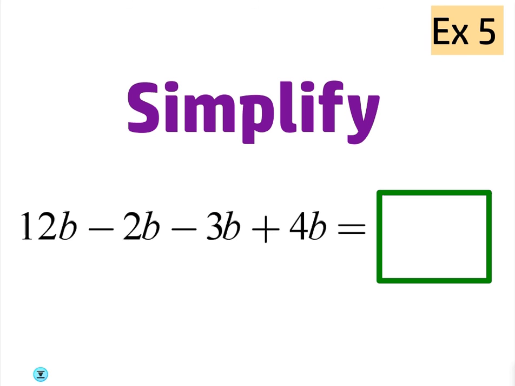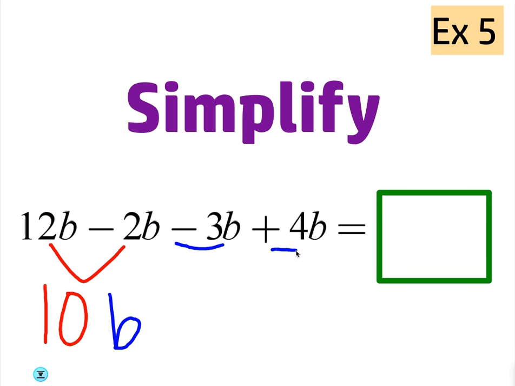This one I would probably recommend breaking each of these down. So we got 12b minus 2b minus 3b plus 4b. So first of all, what's 12b minus 2b? 10b. And then be careful about this, because this is a negative 3 and this is a positive 4. Yeah, so that's plus 1b.